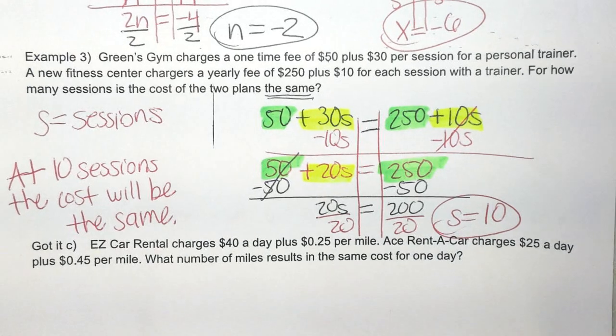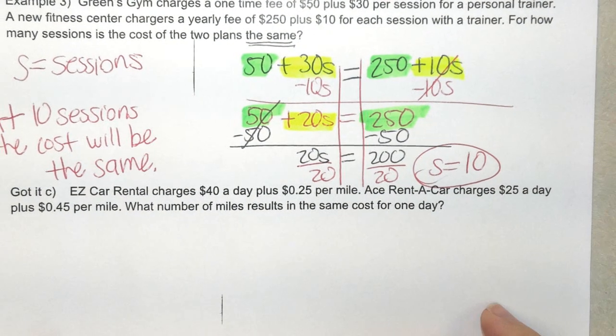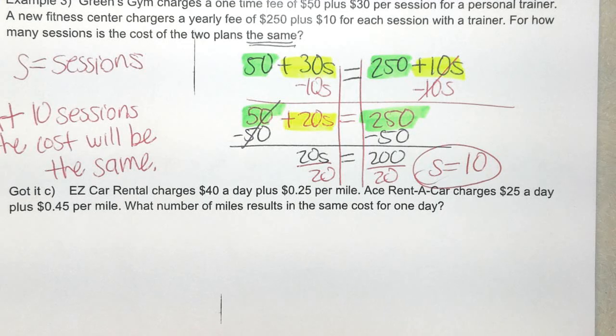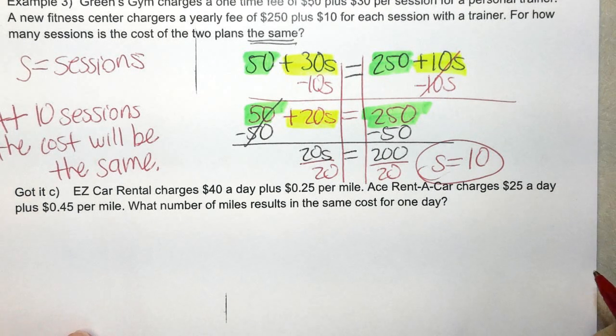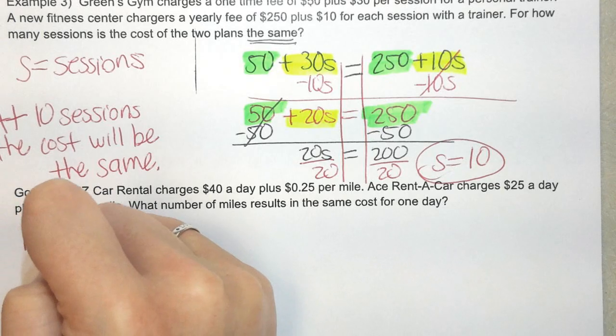Okay, at 10 sessions, the cost will be the same. We will probably be working up into the bell, just letting you know, okay? So it says, Easy Car Rental charges $40 a day plus 25 cents per mile. Ace Rent-A-Car charges $25 a day plus 45 cents per mile. What number of miles results in the same cost for one day? What were we looking for in this one? The number of, so let's use M equals miles.